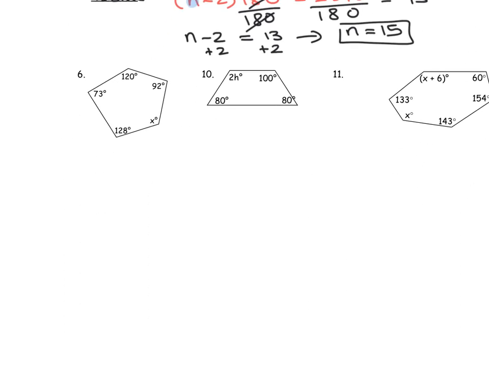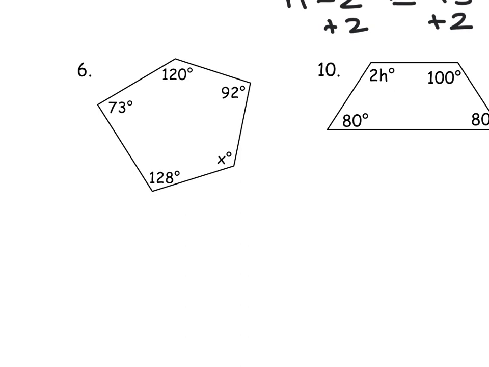Now let's move on to number 6. So here they want x. So let's see how many angles or how many sides I have. I have 1, 2, 3, 4, 5. So this shape has 5 sides. So n, which is 5, minus 2 times 180 will give me the sum of all of those angles. So 5 minus 2 is 3 times 180. That's going to give me 540 degrees.